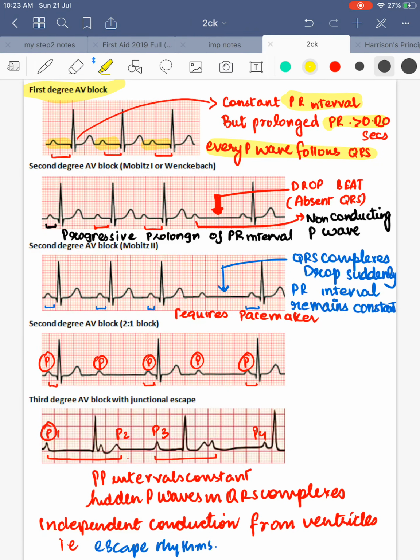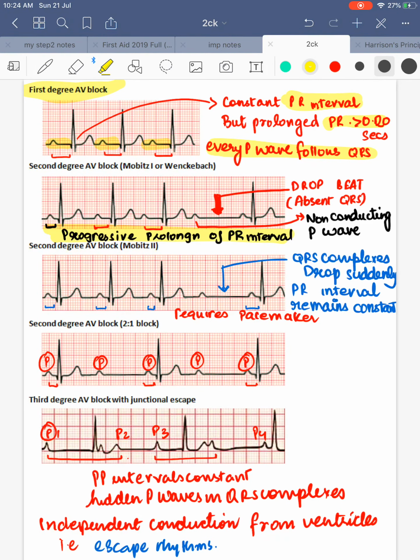Now, in the second degree AV block, I would like to explain that the second degree AV block is divided into two types, that is Mobitz type 1 as well as Mobitz type 2. In case of Mobitz type 1, you have to remember this phrase: there is progressive prolongation of the PR interval.